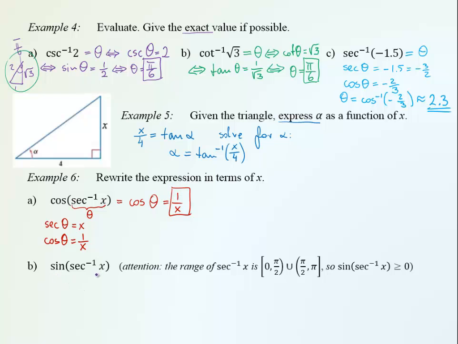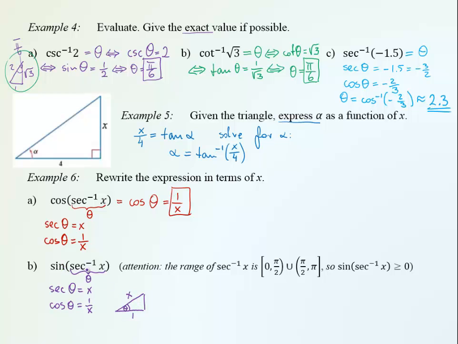Let's try this second example. Secant to the negative 1 of x is such an angle theta that secant of theta is equal to x. As before, that translates into cosine of theta equals 1 over x. Well, now let's draw a modeling triangle, because what we actually need to find out is sine of theta, not cosine of theta. So if theta is here and cosine is 1 over x, then the adjacent would be 1 and the hypotenuse x.